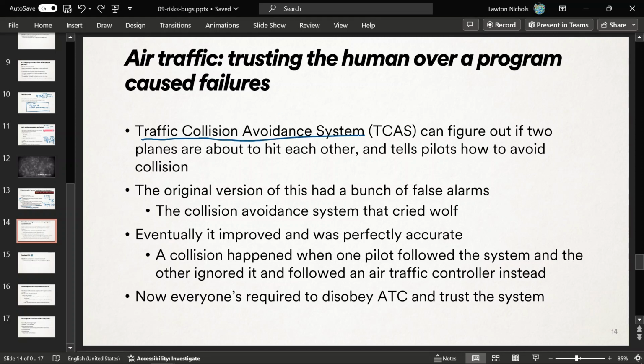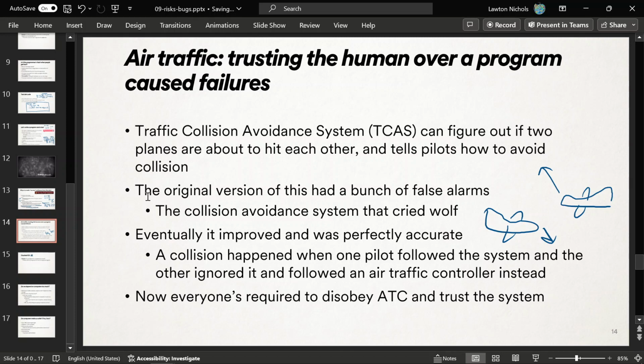There's a traffic collision avoidance system box that goes in every airplane these days, TCAS for short. It's able to run a little simulation and figure out if two planes are about to hit each other, which is nice. And it tells the pilots what to do. It gives each pilot a signal: hey, you should do this thing, and then you won't crash. So you've got two planes coming at each other, and the avoidance system will notice that these guys are a little too close, they might hit each other, and it'll tell one to veer off, or one to ascend and another to descend, which is great.